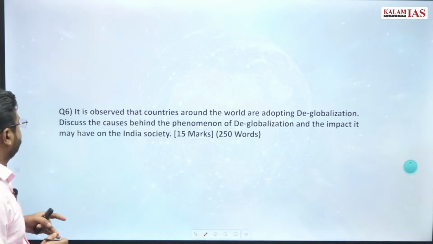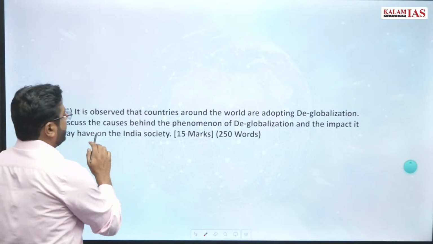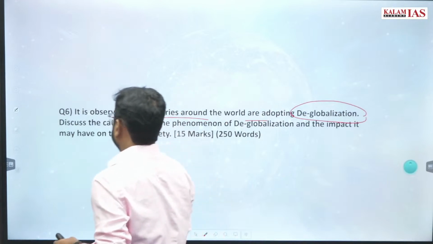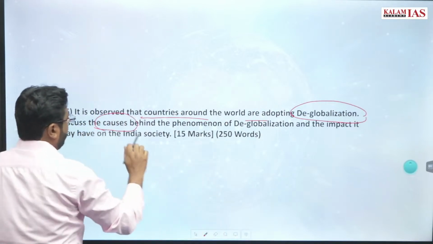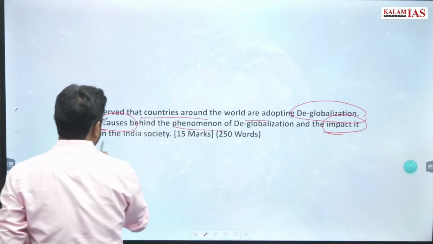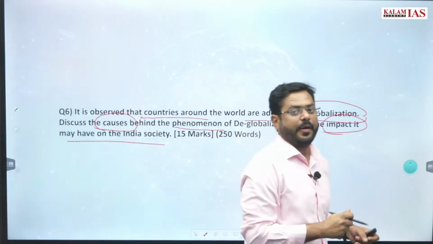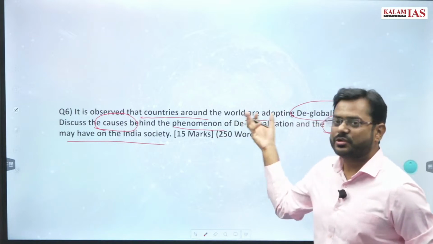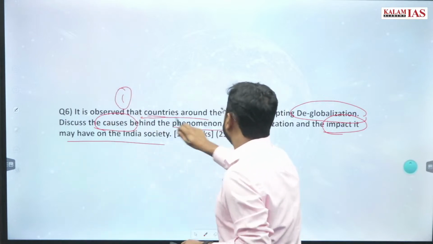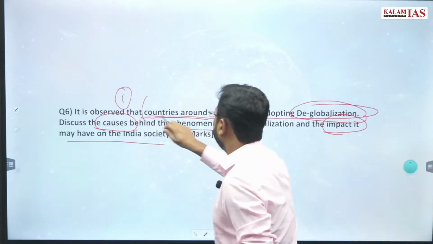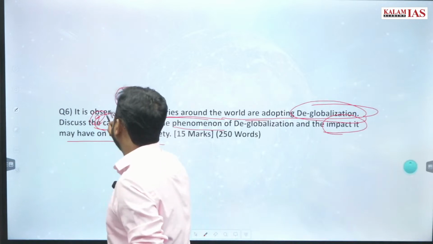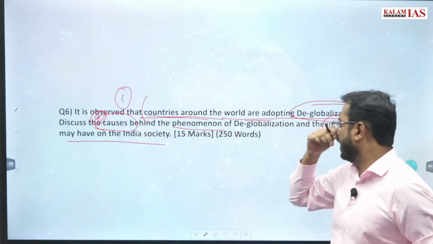So the question says, it is observed that countries around the world are adopting deglobalization. Discuss the causes behind the phenomenon of the deglobalization and the impact of it may have on the Indian society, right? So how many parts will you frame in the main body? First part you will be writing how the countries around the world are adopting deglobalization, this statement. Then second part you will be writing what are the causes behind the phenomenon of deglobalization, and it is a 15 mark.